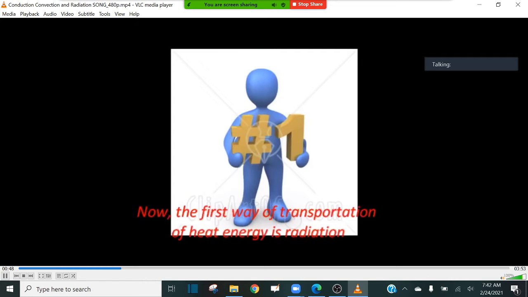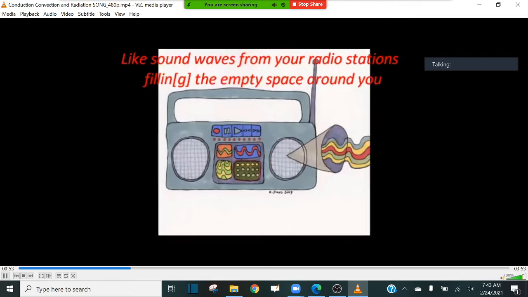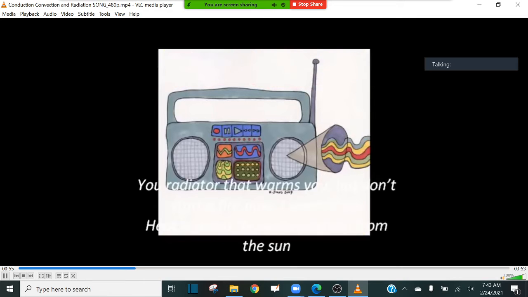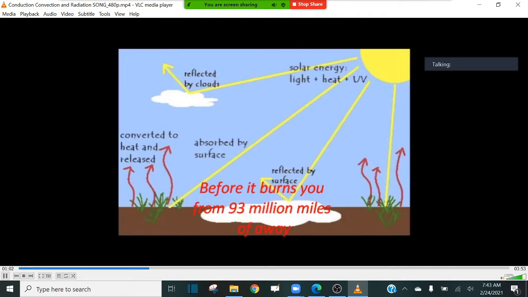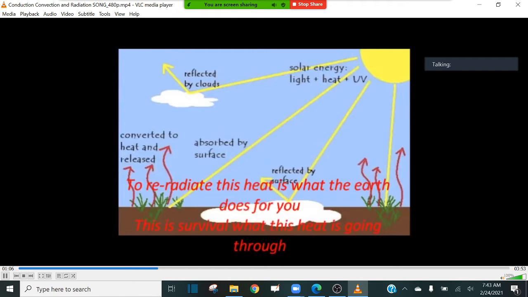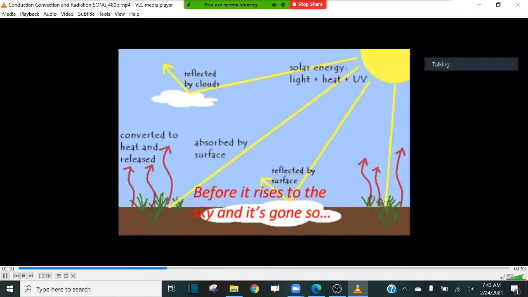Now the first way of transportation of heat energy is radiation, like sound waves from your radio stations filling the empty space around you. Your radiator warms you, but don't start a fire now, I warned you. Heat is going through radiation from the sun before it burns you. From 93 million miles away, to re-radiate this heat is what the earth does for you. This is survival, what this heat is going through before it rises to the sky and it's gone.